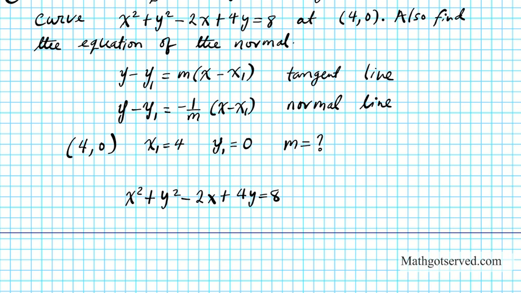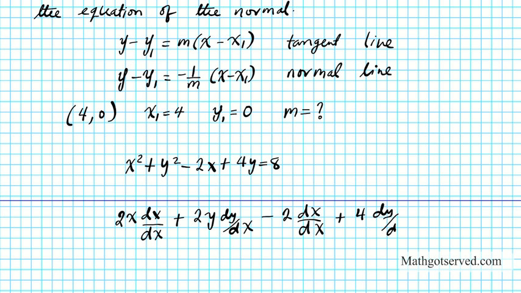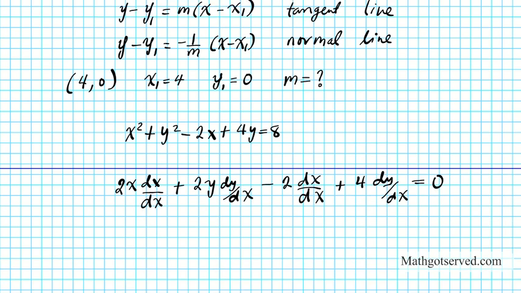So let's look for dy/dx. Differentiating implicitly, we apply the power rule: the derivative of x squared gives us 2x dx, differentiating with respect to x. Plus, differentiating y squared, we have 2y dy/dx. Minus, if you differentiate 2x, you have 2 dx. And if you differentiate 4y, you have 4 dy/dx. And if you differentiate 8 using the constant rule, you end up with 0.